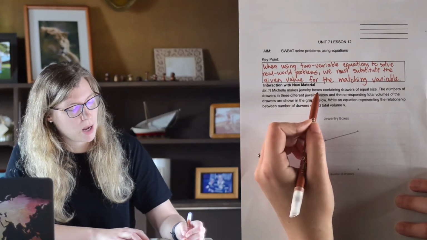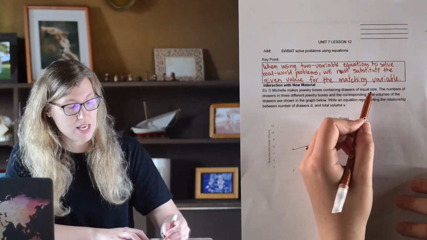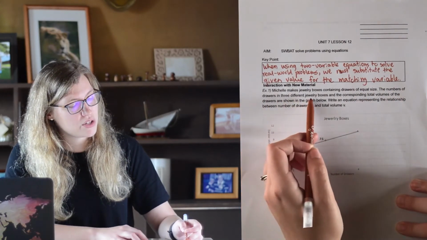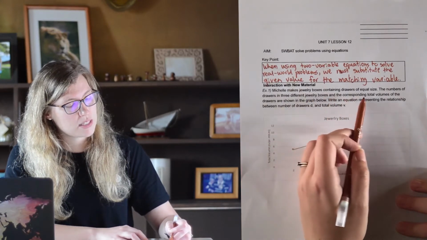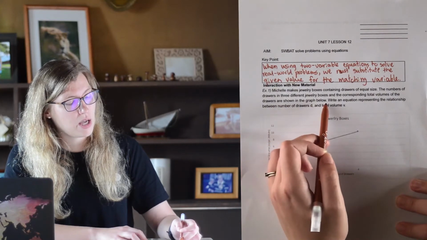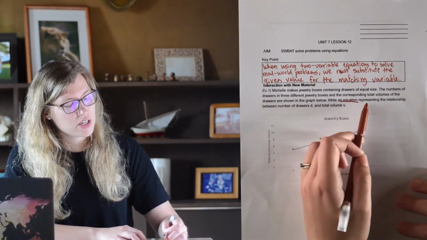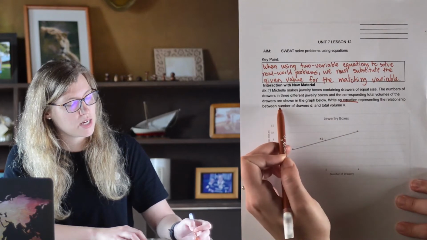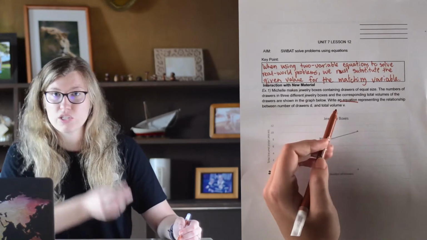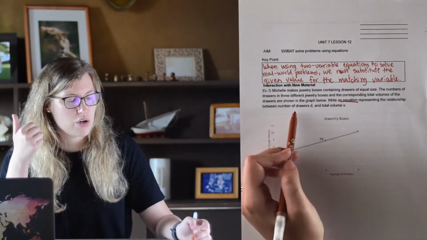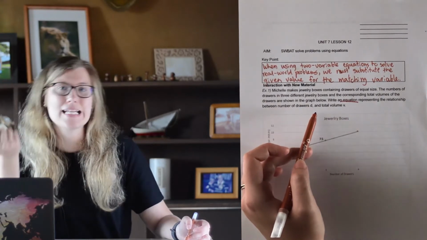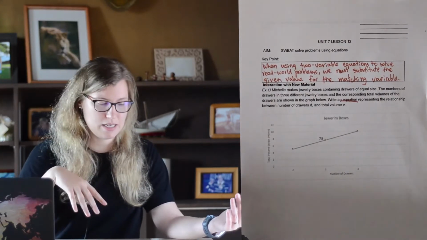Michelle makes jewelry boxes containing drawers of equal size. The numbers of drawers in 3 different jewelry boxes and the corresponding total volumes of the drawers are shown in the graph below. Write an equation representing the relationship between number of drawers D and total volume V. So they already gave us our 2 variables, drawers and total volume. Which one is my independent and which one is my dependent?